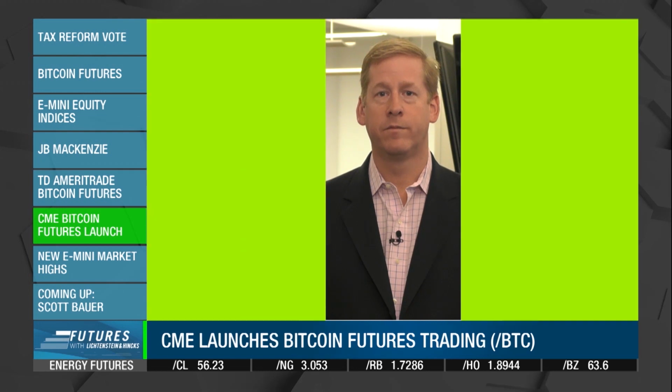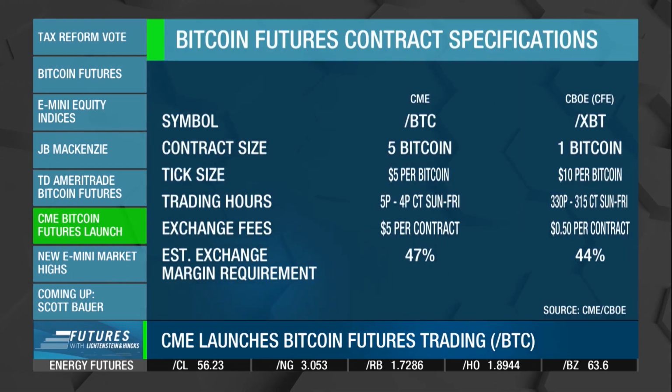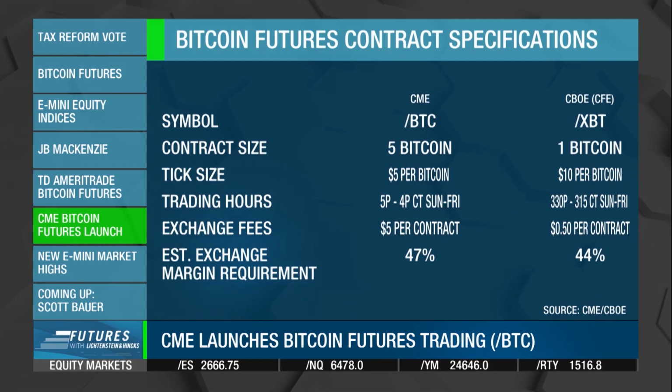Well, I look at the 1 versus the 5. I look at the exchange fees. I think you're right. I think the CBOE is more geared towards the retail investor, right? So which one is going to win out over time, though, is the real question, right? Well, where is the big volume coming from?